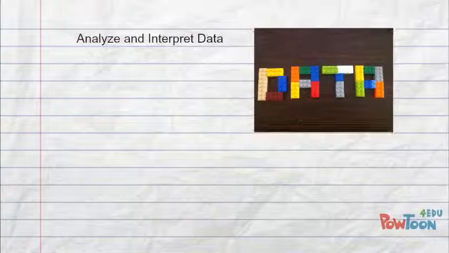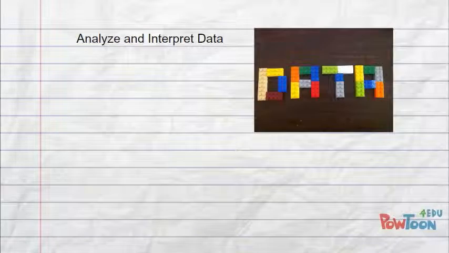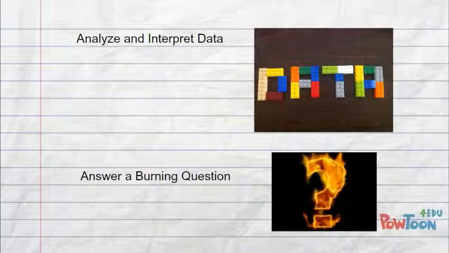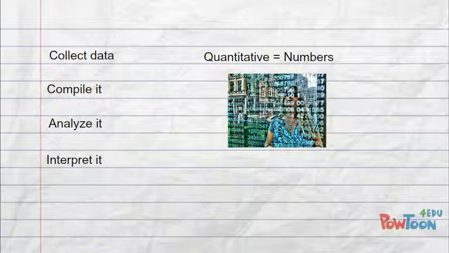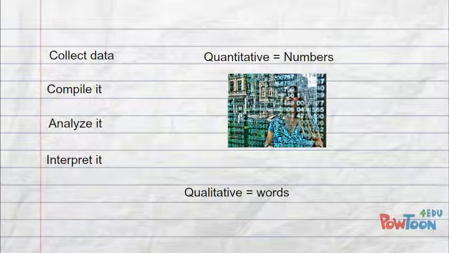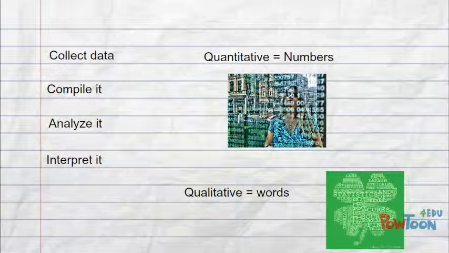In this unit, we'll be exploring how to analyze and interpret data and how researchers use the data to answer their questions. That makes sense, right? Isn't the whole point of doing research to answer a burning question? In order to answer the question, they need to collect data. Then researchers need to take the collected data, compile it, analyze it, and then interpret or make sense of the data using either numbers or stats for quantitative research or words or narration for qualitative research.